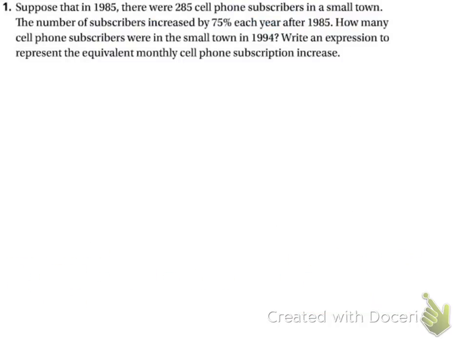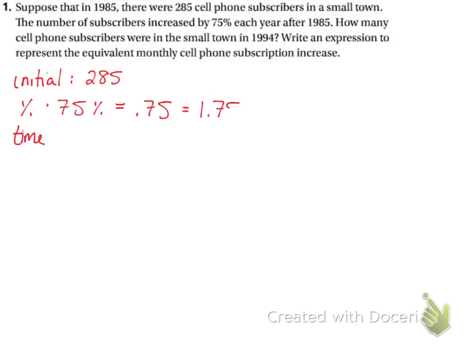With the next problem, same thing. I always start by finding my 3 things I need: my initial amount, my percentage, and then my time. So my initial amount in this case is 285 cell phone subscribers in some little town. It's increasing by 75%, which again, changed to a decimal, is 0.75. Add 1 to that, and I get 1.75. And then the time that goes by from 85 to 94 is 9 years.